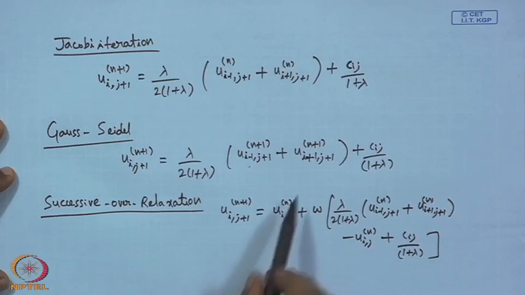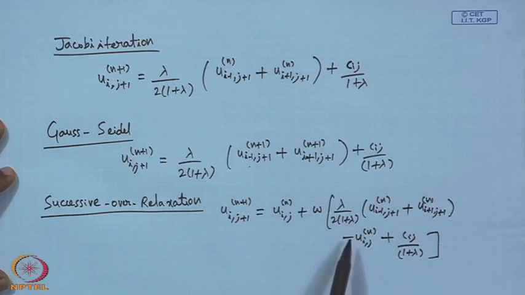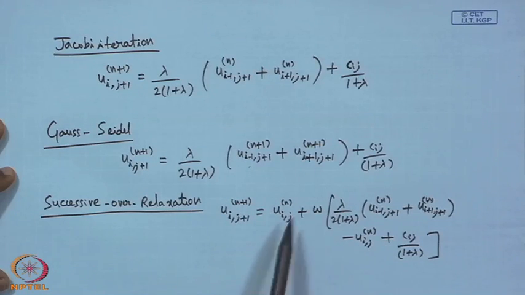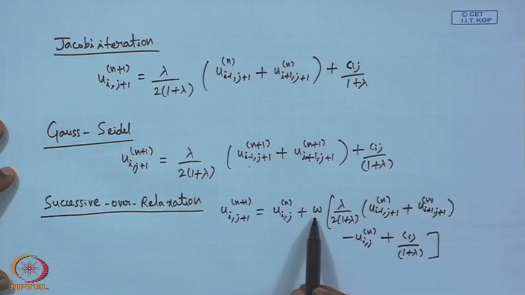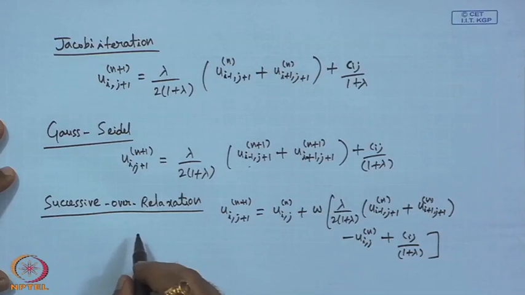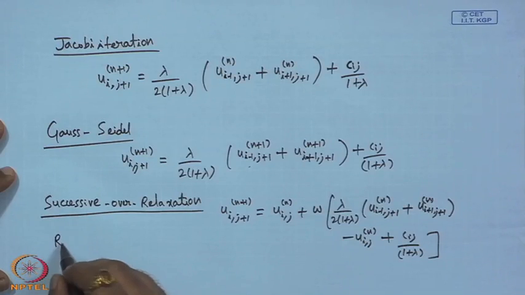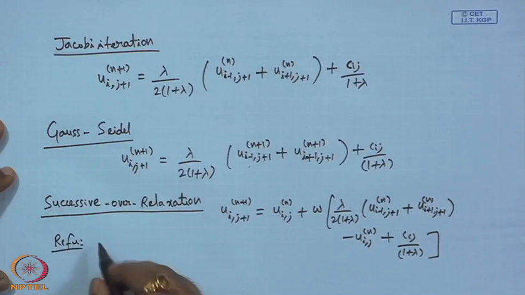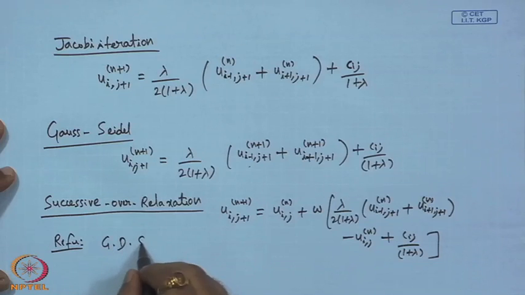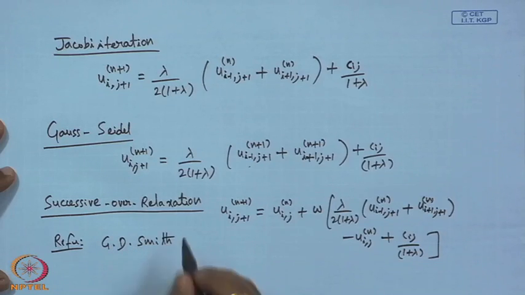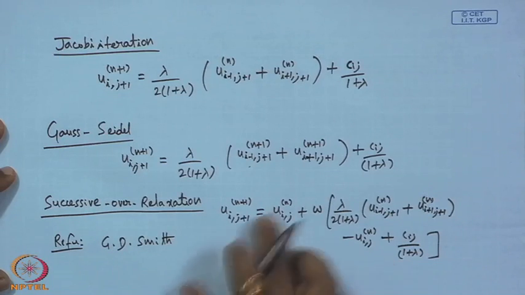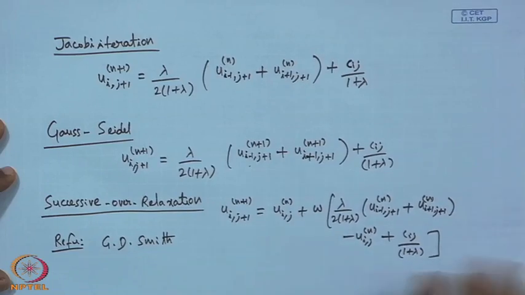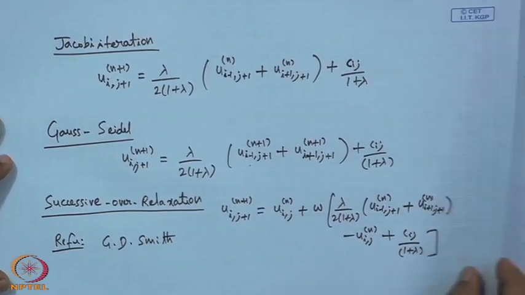Okay. So, this is successive over relaxation. This is the relaxation parameter. You may refer to Numerical Solutions of PDE by G.D. Smith, so you get a better idea. This is for any system of equations.